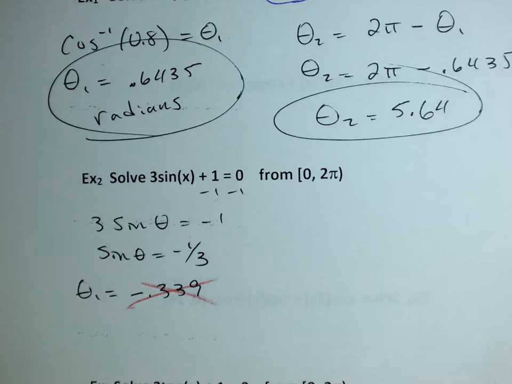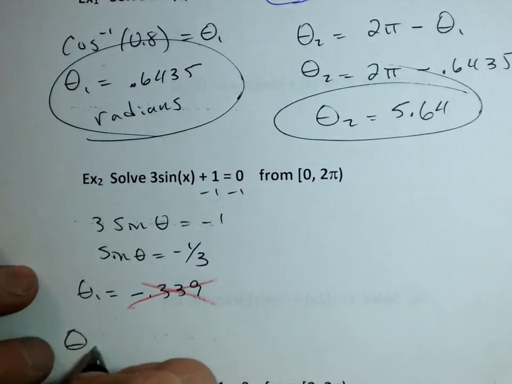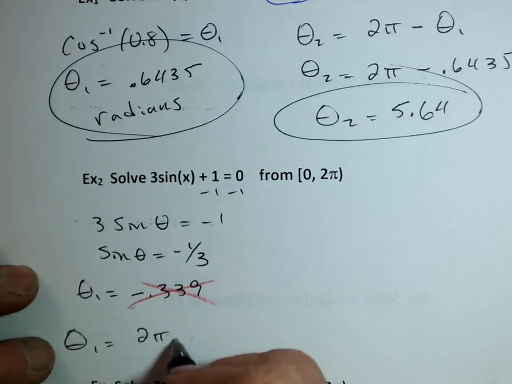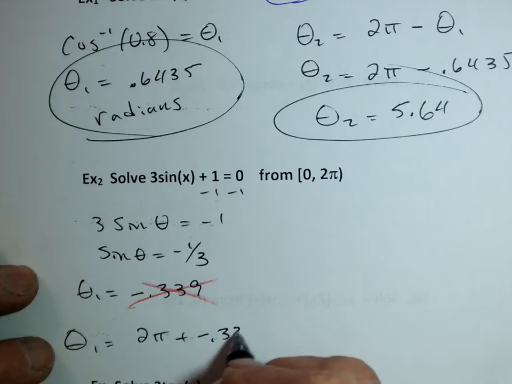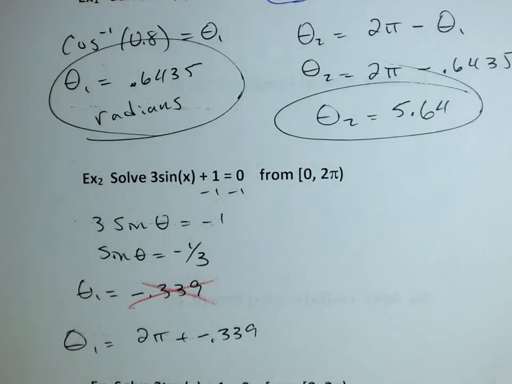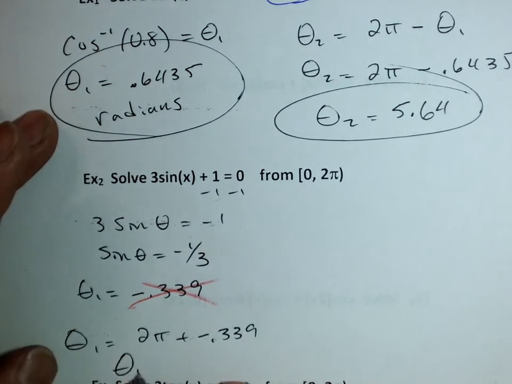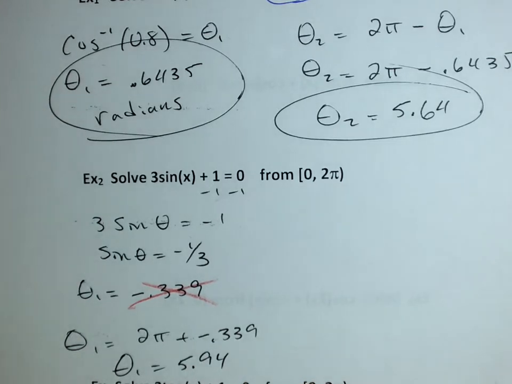So I'm going to take this angle, and theta 1 really is 2 pi plus this negative 0.339. So I'm going to go 2 pi plus that answer, and I get an answer of about 5.94. So theta 1 is about 5.94. Okay, so far so good. So that answer is down here somewhere, and it's a y value, so the other answer's got to be over here somewhere.